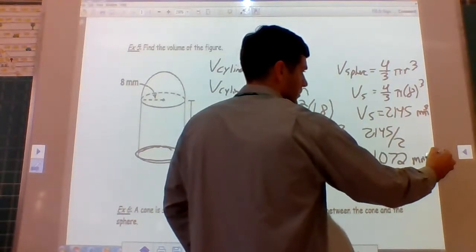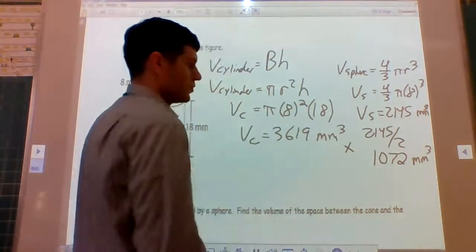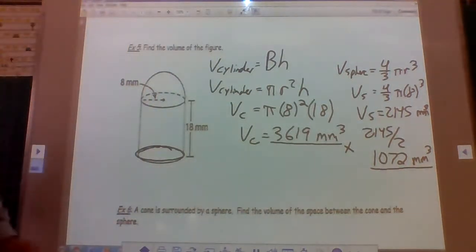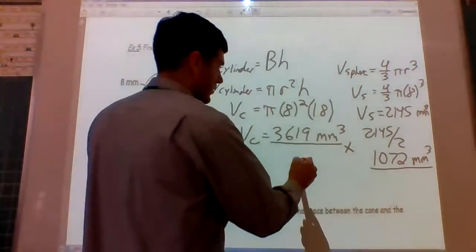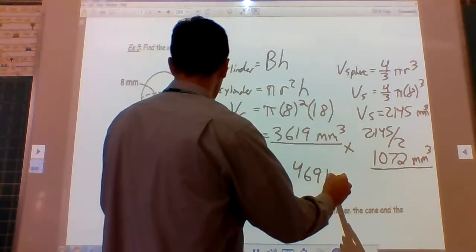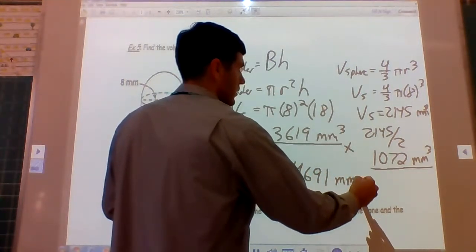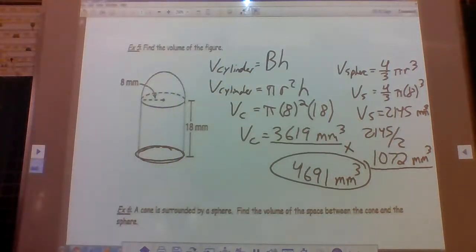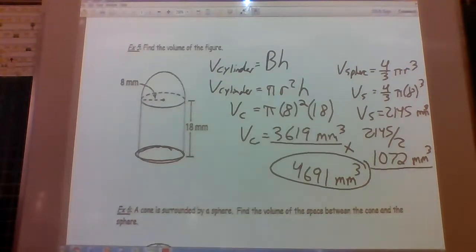Okay, millimeters cubed. So then we want to add those two numbers, the volume of the cylinder plus the volume of the half sphere. So we want to do that answer plus 3,619. And we get 4,691. And that is millimeters cubed. That's the volume of the cylinder plus the half sphere. Okay, and then number 6 we're not going to do because we haven't done cones yet. So we're going to stop there for the notes. So that is spheres notes.